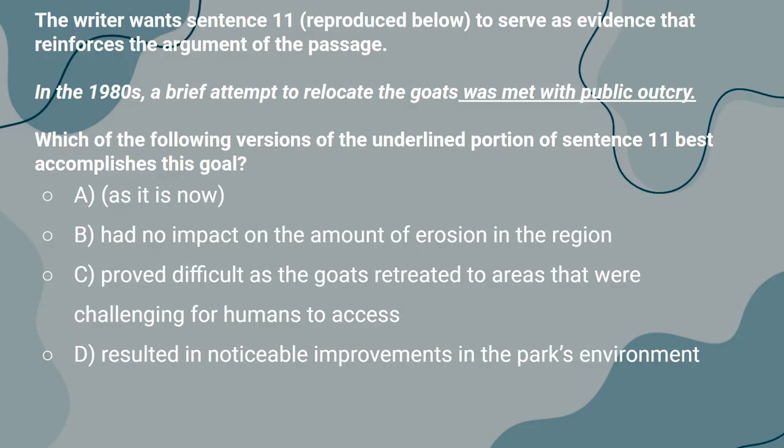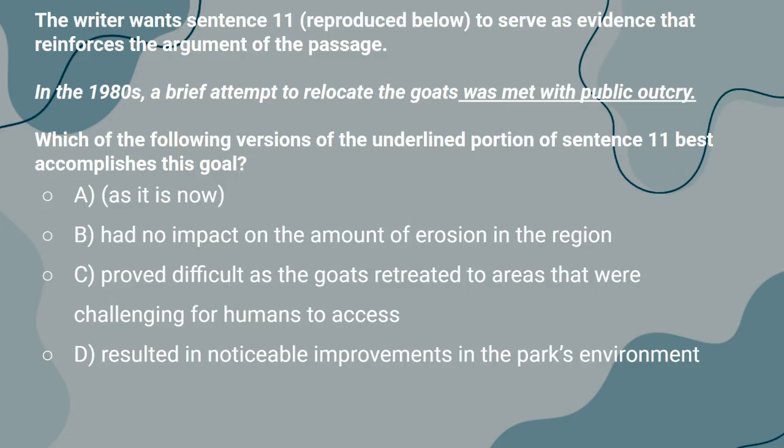Okay, so we're going to be moving on to question 2 of 4. So this one, the writer wants sentence 11 to serve as evidence that reinforces the argument of the passage. So what we just learned is that the argument of the passage, or the claim, assuming you got the last question right, was that they need the goats to leave. So a brief attempt to relocate the goats was met with public outcry. It's not really supporting the claim that they need to be moved, because this is a protest to it.